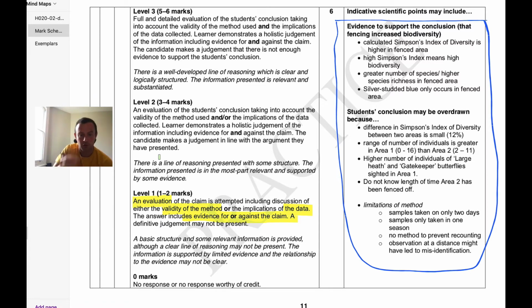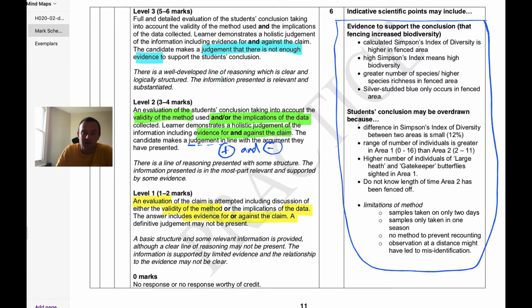Moving up a level, 3 or 4 marks for a level 2 answer. You have to talk about the method and the data, and all the implications of the data. You have to give a holistic judgment, and you have to have evidence for and against the claim. So you basically need pluses and minuses, and you make a judgment, which could be for or against. But to get the full 5 or 6 marks, the judgment has to be that there is not enough evidence. Okay, that's the correct answer.